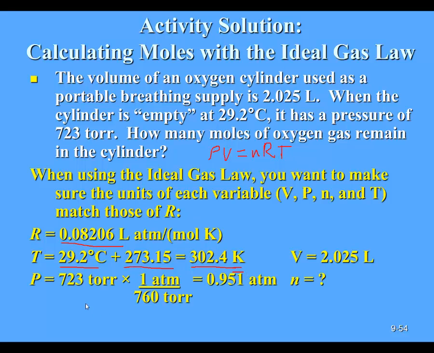Now my pressure's in torr, so I said it was 723 torr, and we have 760 torr for every 1 atmosphere. So I want to divide by that 760. I get my pressure here of the gas in the cylinder being 0.951 atmospheres. I'd like to solve for the moles of the gas that's present in this case.